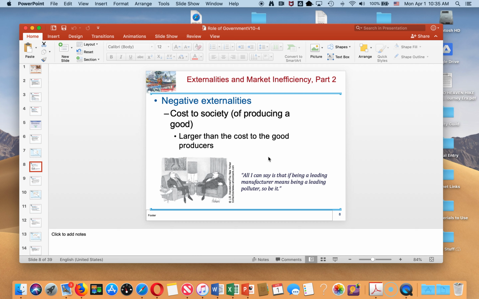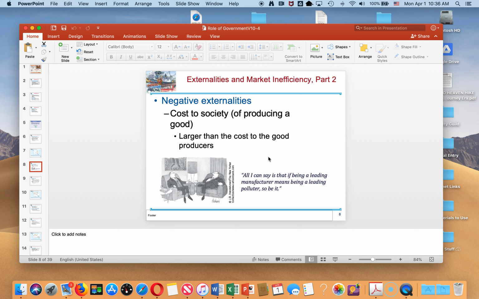Now, a little bit more of a deep dive into negative externalities. It's a cost to society of producing the good, and that cost is larger than the cost to the good producers. So it's kind of a price that is to be paid not by the producer but by society as a whole. And we can see a cute little picture here.